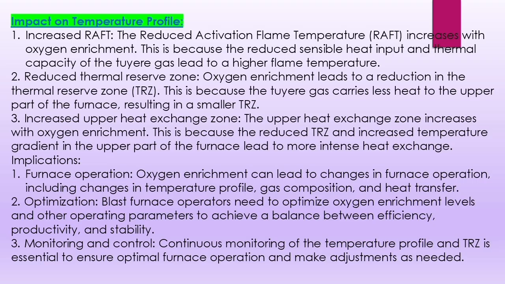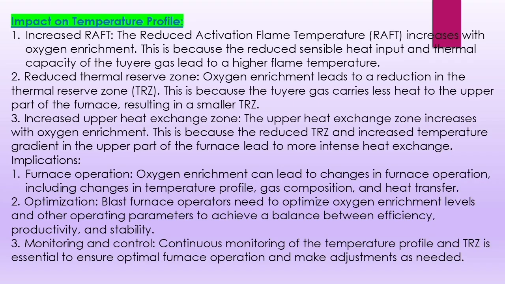Oxygen enrichment leads to a reduction in the thermal reserve zone, TRZ. This is because the tuyere gas carries less heat to the upper part of the furnace, resulting in a smaller TRZ. 3. Increased upper heat exchange zone. The upper heat exchange zone increases with oxygen enrichment. This is because the reduced TRZ and increased temperature gradient in the upper part of the furnace lead to more intense heat exchange.